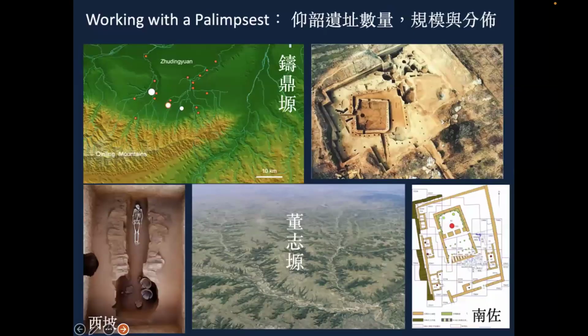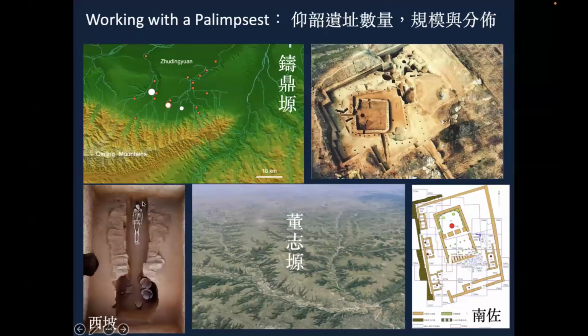I'll go through them one by one. So here are the Yangshao sites. And we know they are very large. The Nanzuo site, recently excavated by Han Jianye of Renmin University, is like 6 square kilometers. And many of these large sites at Zhudingyuan in Lingbao, the heartland of Yangshao society, vary from 1 to 3 square kilometers. These are massive. And then in the Guanzhong Basin, in the Jinnan Basin, the same thing. So with Yangshao, it's very easy to find them.